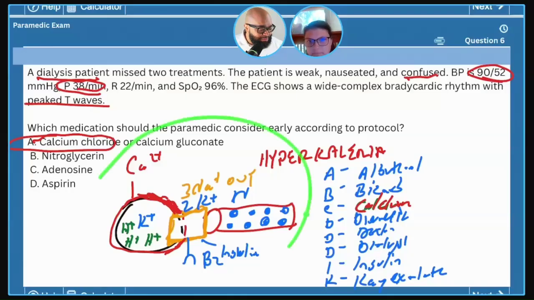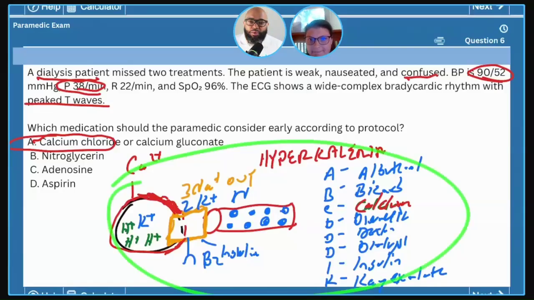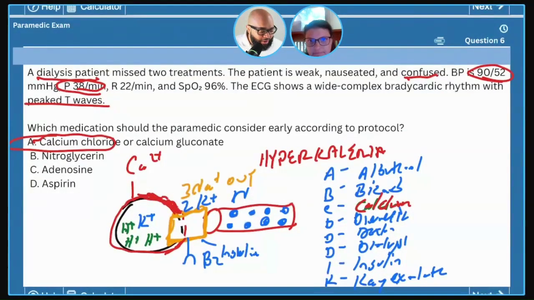Does it help to have this picture of hyperkalemia versus just the protocol saying to do it? Yeah. Okay. Was this something that you knew well before me? No. Okay. And I really want you guys to always understand the how and the why.